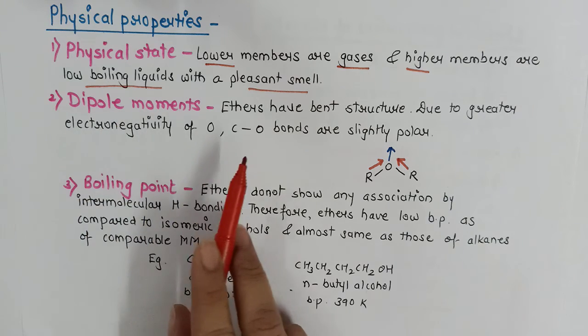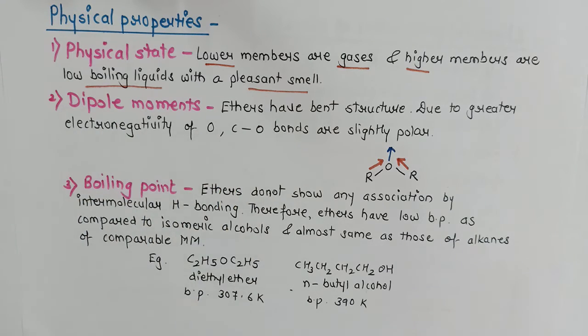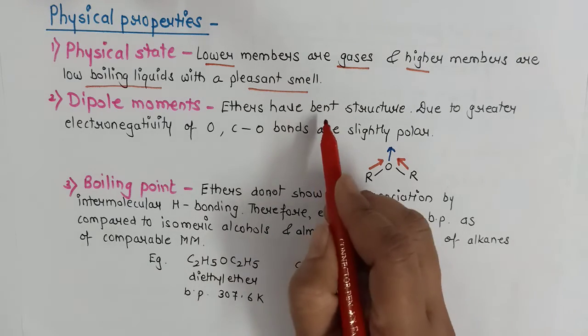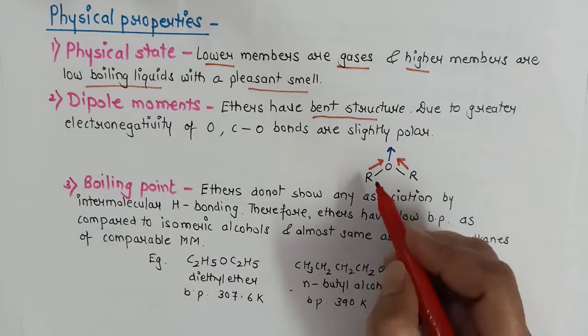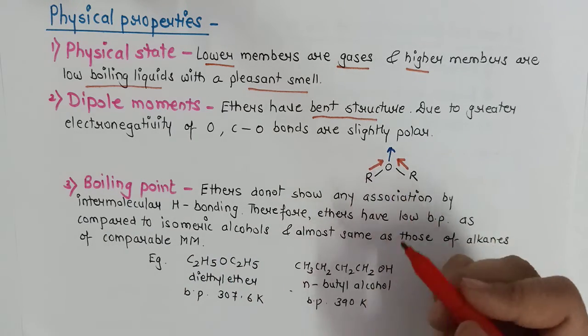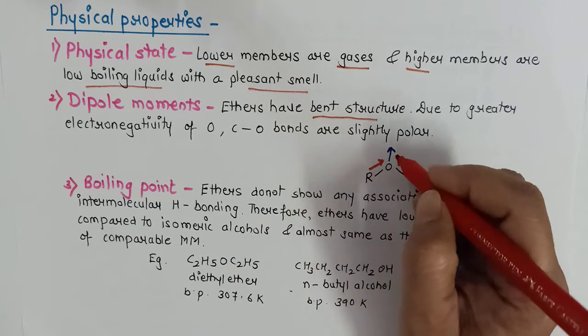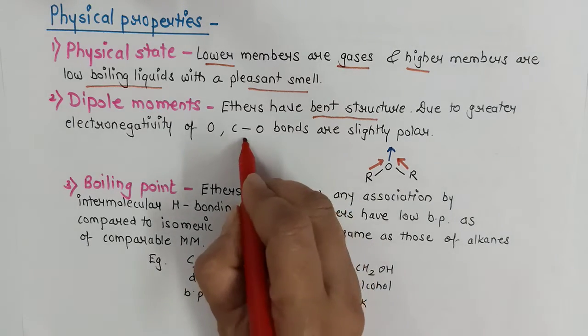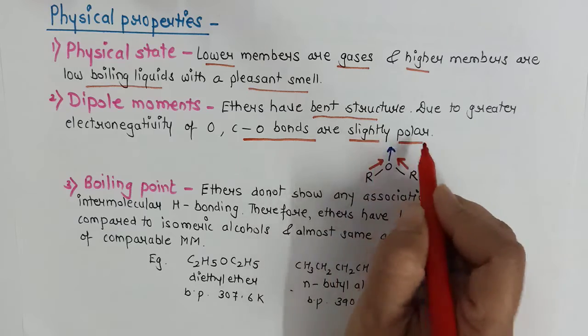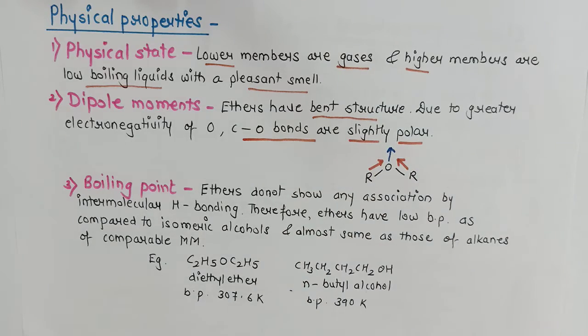Dipole moment. Ether is one of that organic compound which will have dipole moment. Just now we have seen that ether have bent structure and therefore there will be dipole moment. Oxygen have two lone pair and therefore all the vectors will get added up. They will not get cancelled out. Carbon oxygen bond becomes polar. As a result, ether develop dipole moment.